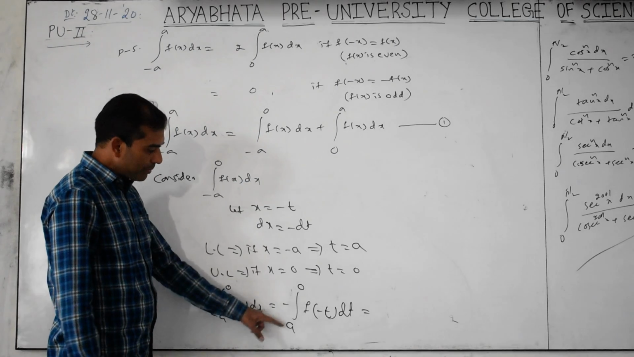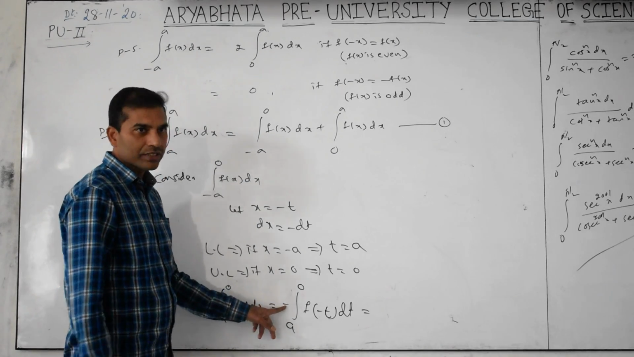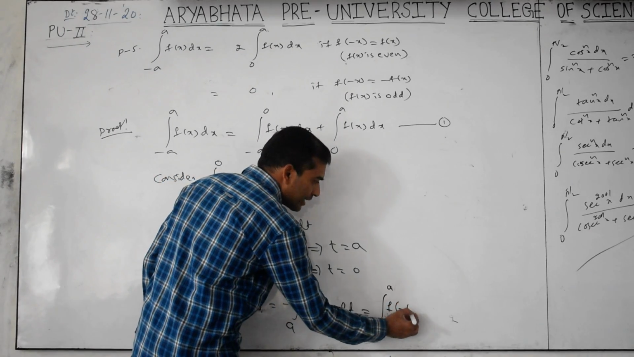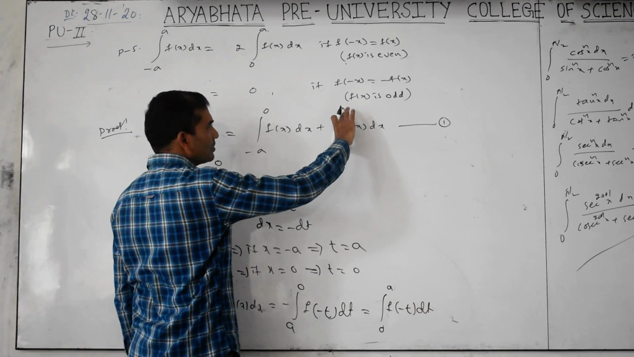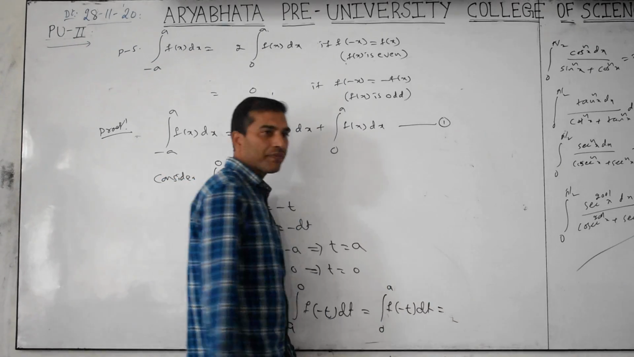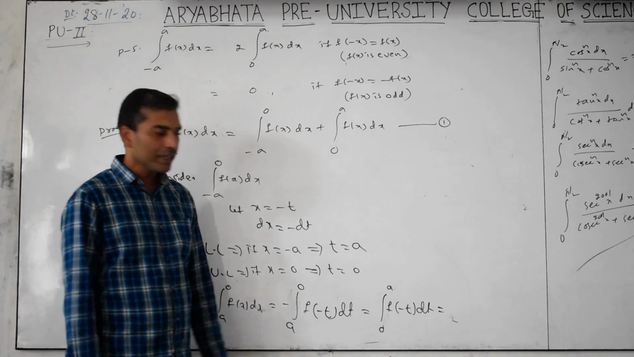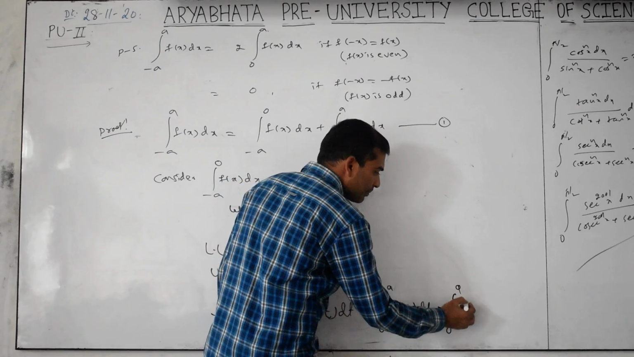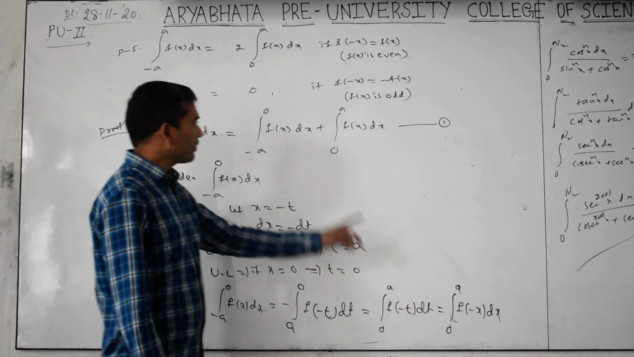Right? Change the limits by the second property. When you change the limits, the sign changes. We get positive integral 0 to a of f of minus t dt. The limits we got are the same. And change the variable by the first property: integration of a to b of f of x dx is equal to integration of a to b of f of t dt. t is replaced by x. So integration of 0 to a of f of minus x dx. Finish. That we substitute here.